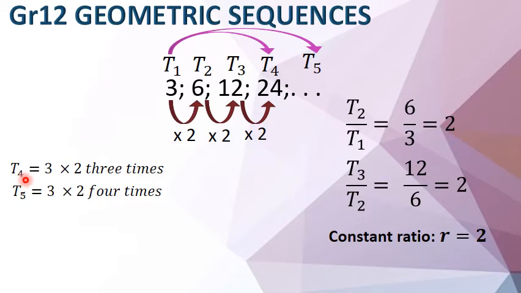I hope you're beginning to see a link here. Term 4 was the first term multiplied by the constant ratio 3 times, the difference between 4 and 3. Term 5 is the first term multiplied by our constant ratio 4 times. There's a link between 5 and 4.